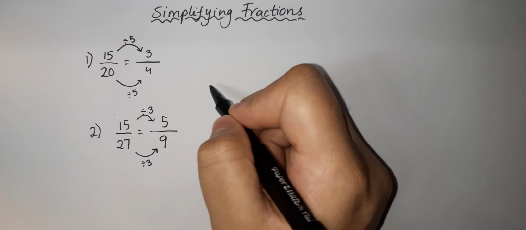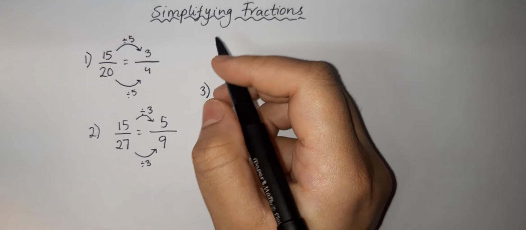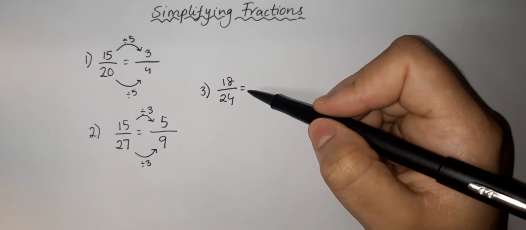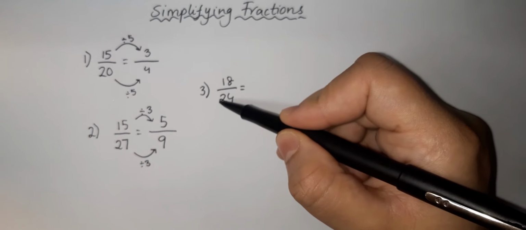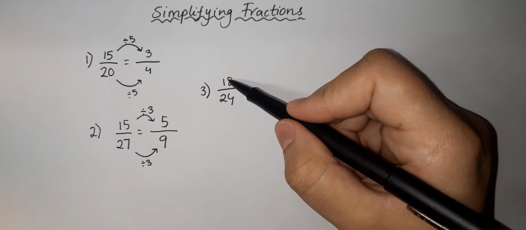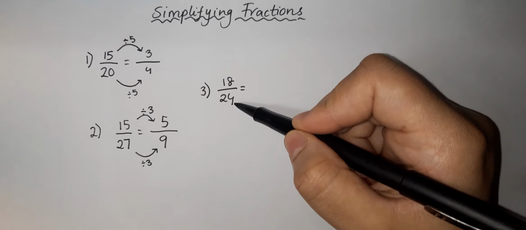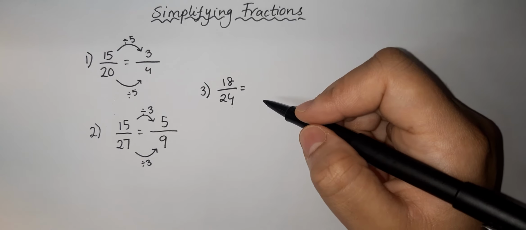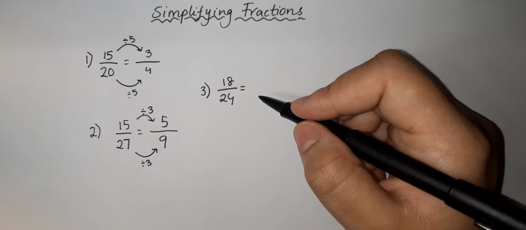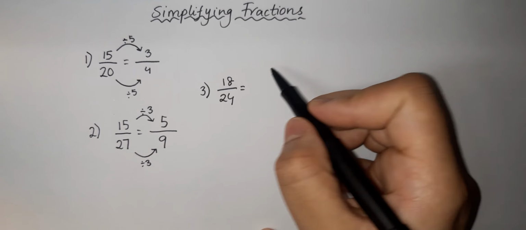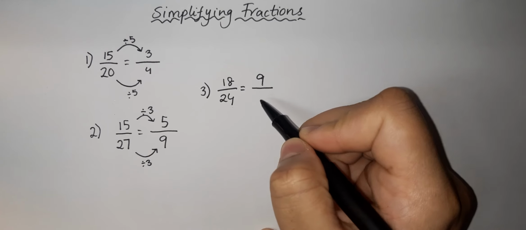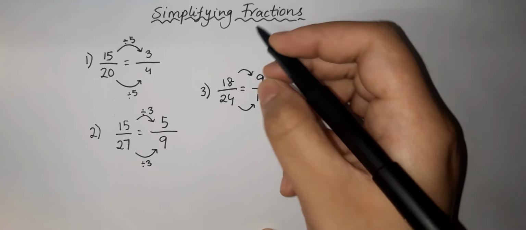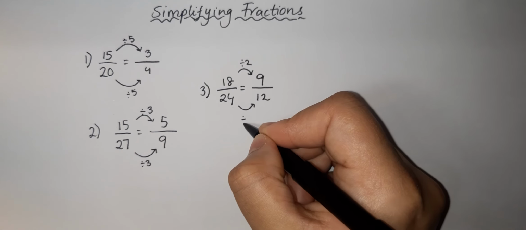Now, let's do a third example here. This one is simplify 18 over 24. Now, lots and lots of different numbers can be used here to divide by. We can divide by 2, 18 goes into 2, so does 24. We could do 3, and we can also do 6. So if we start by dividing by 2, if we divide 18 by 2, we get 9. And if we divide 24 by 2, we get 12. So let's make sure that we draw the arrow so we know what we're doing. Divide by 2, divide by 2.